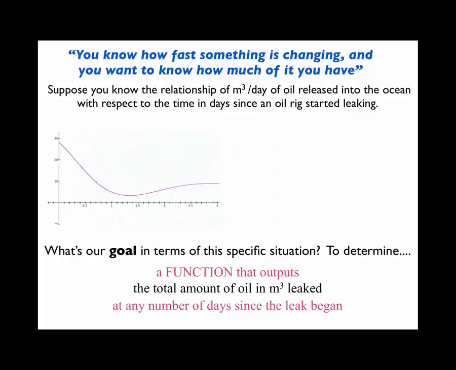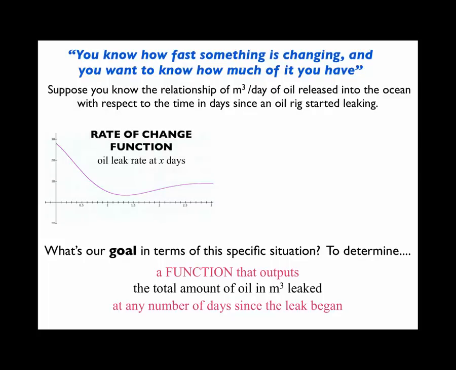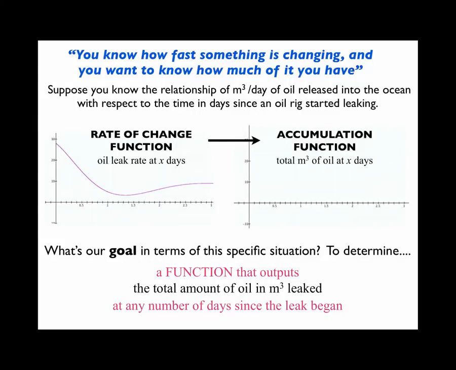Remember our rate of change functions, normally we put those on the left side of the two graphs. That's our rate of change function. In this case, it's the oil leak rate at X days. And our goal is the accumulation function, in this case the total accumulation of oil at X days. This is our unknown quantity, how much oil has leaked out at X days.